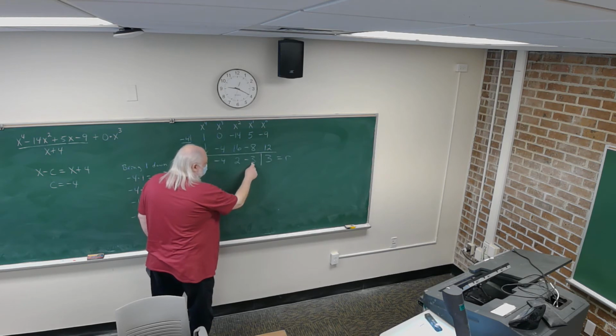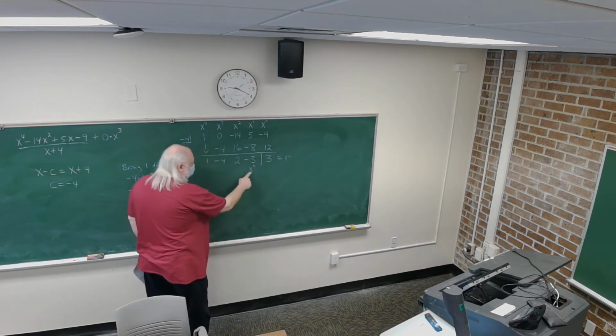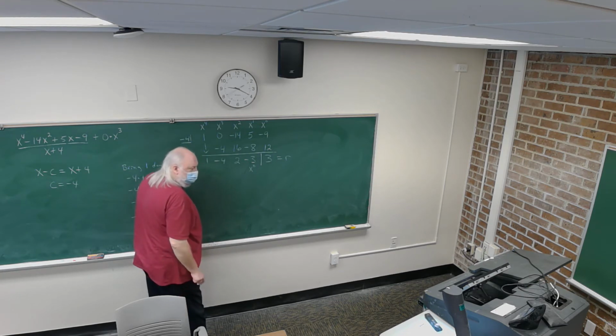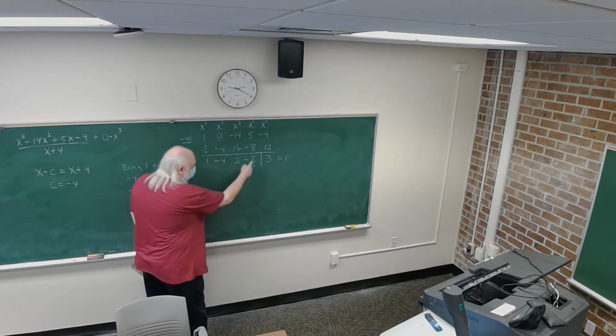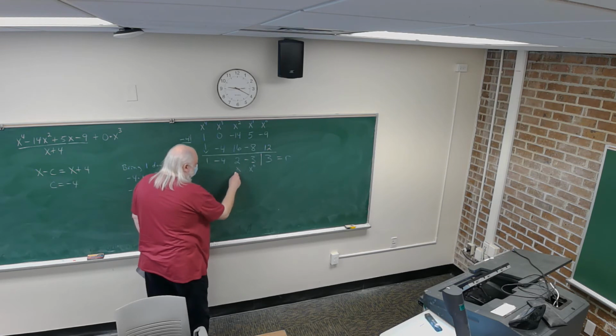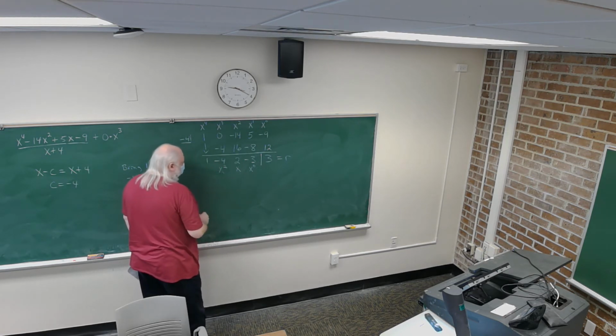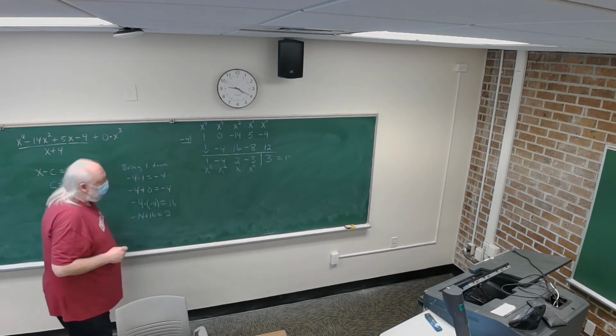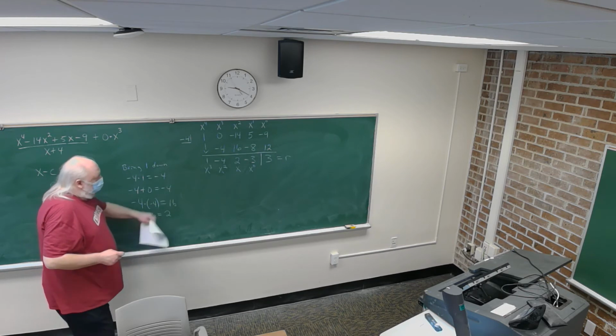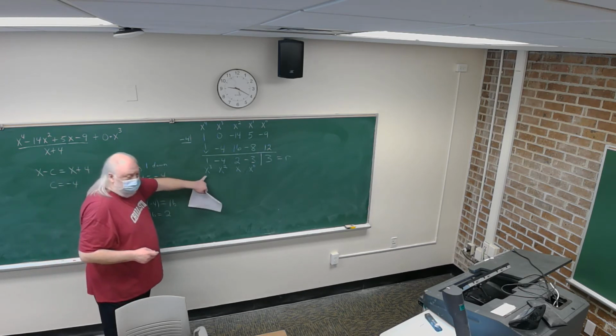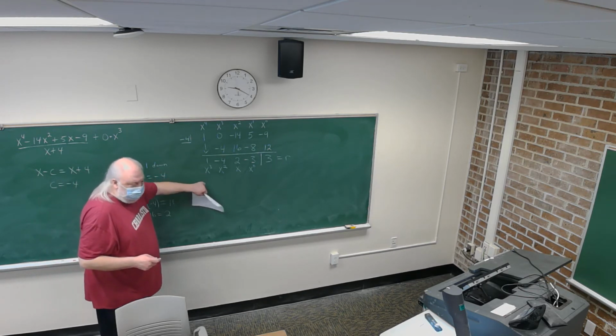And starting from the right-hand side, the minus 3 goes with x to the 0, which is 1. That's the constant term. 2 goes with x. Minus 4 goes with x squared. And 1 goes with x cubed. Okay. So you multiply each coefficient by its variable x.